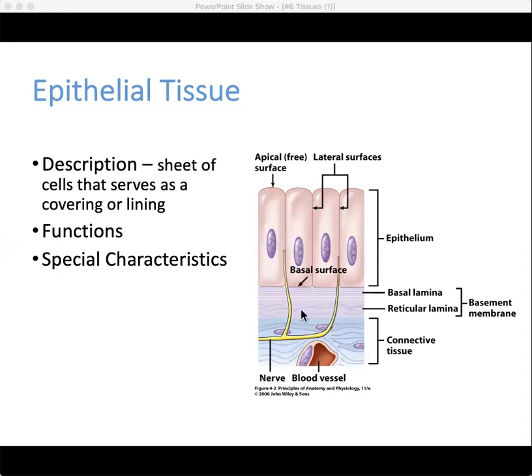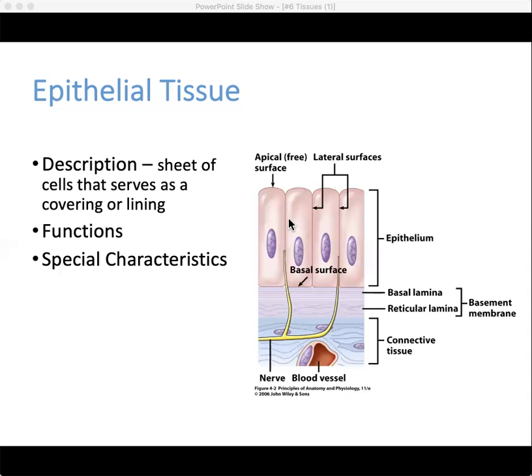And there's 2 layers that make up the basement membrane, the basal lamina, which is right under the basal surface, and the reticular lamina. So those 2 together make up the basement membrane. As far as the epithelial cells and their connections, there are specialized connections here. Remember, we learned about cell junctions, and the 2 types of cell junctions that are often found between epithelial cells holding them together are tight junctions and desmosomes. Both of these are really strong cell junctions that hold cells really tightly together.